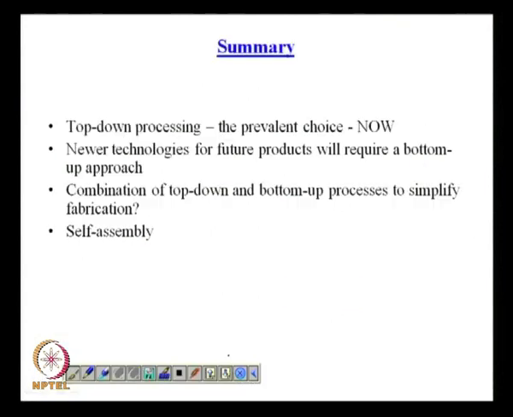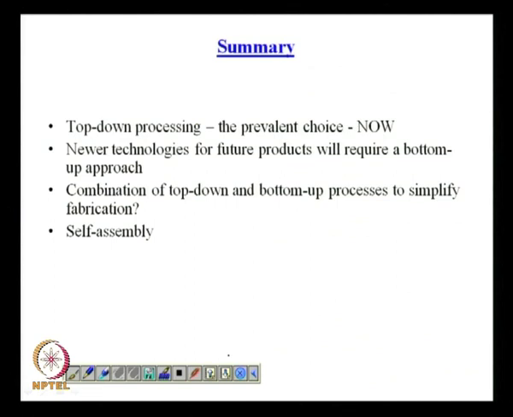Okay. In the summary, what we can say is that presently top down is still the method of choice for now, at least, and newer technologies are coming up which are severely testing the limits of the top down process, especially in terms of cost, in terms of how small you can become, and in terms of operational ease, for example, heat transfer and so on.